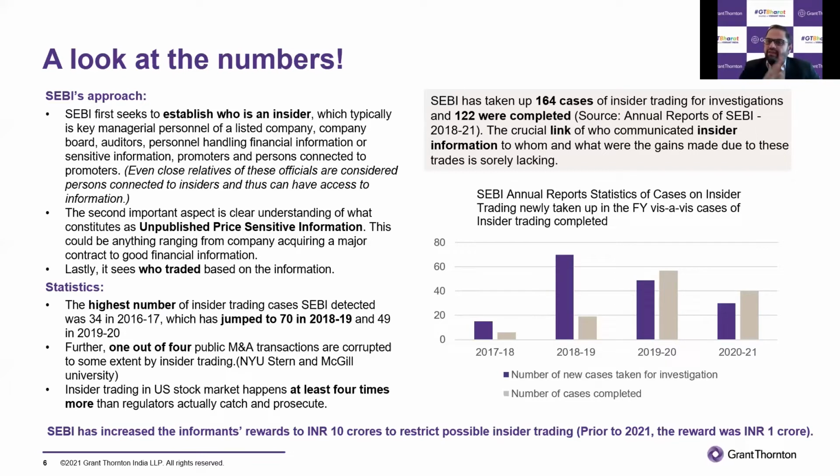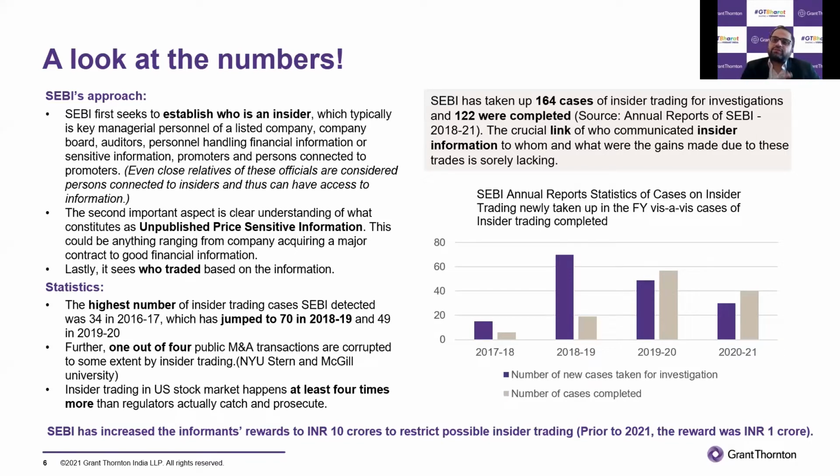As I said, it could be anything, and we have seen examples. And lastly, the clinching part when it comes to convictions or taking the law to its logical conclusion, is who traded on that information. So the link that SEBI follows is who's an insider, what access to UPSI did he or she have, and how has that benefited in terms of trade on the stock market. That's typically the approach that all regulators all over the world follow.